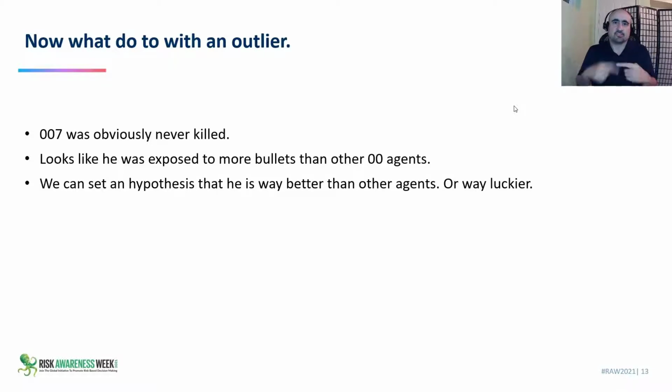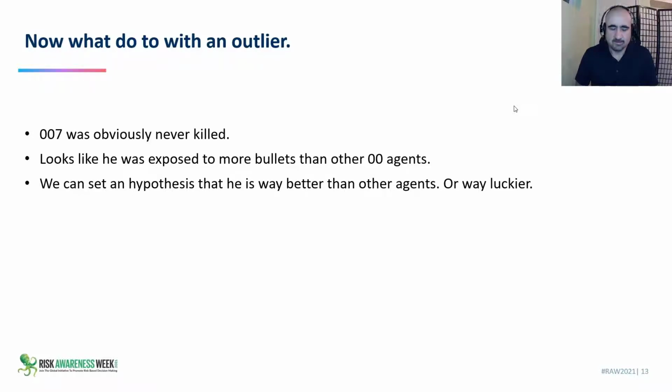Now, back to our James Bond with the shooting and everything. Modeling still requires common sense. If you're not sure about a result, you should challenge it and take a look at it. For example, this 007 was obviously never killed by a bullet yet. He was exposed to a lot more bullets than other 00s, so maybe he's way better than the others, or maybe he's way luckier. We won't know for sure, but I can pose a hypothesis saying that maybe James Bond is harder to kill, and I wanted to test it.